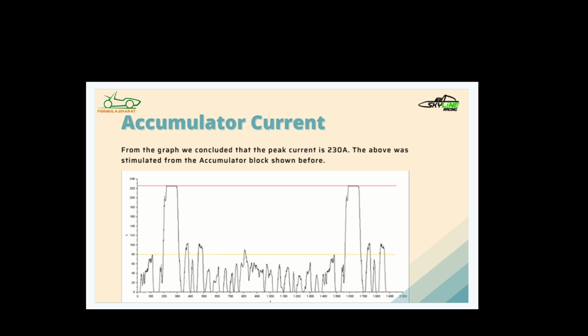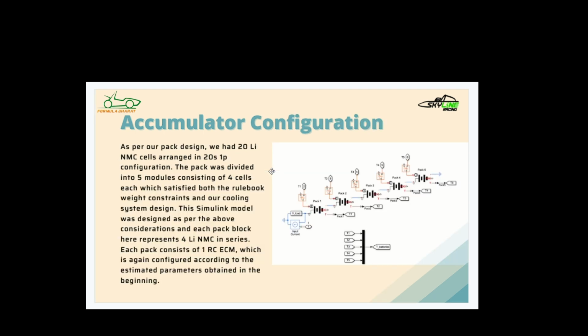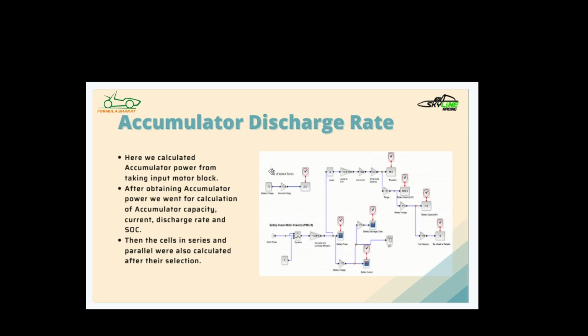The current is the peak rated current. We can see as the red line in the graph, it's around 230 amperes. As far as the accumulator configuration is concerned, we have chosen 20 lithium NMC cells arranged in series and one cell in parallel, right? This specifies the accumulator discharge rate, how much time it is taking to discharge. I mean, how is the economy of the vehicle.